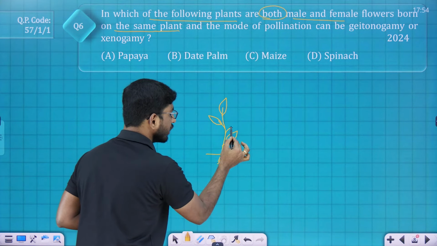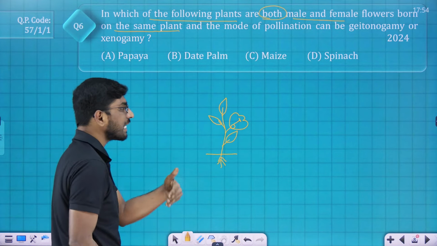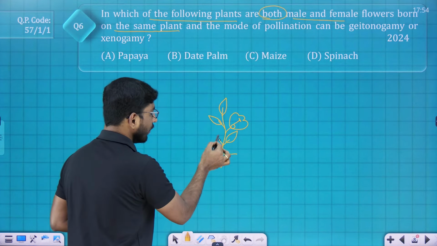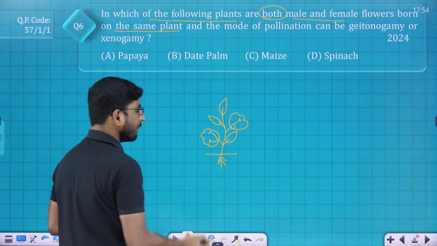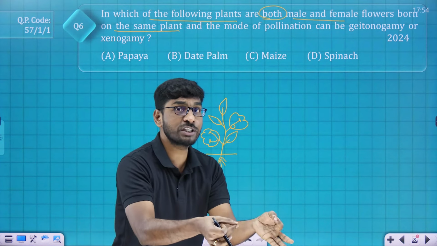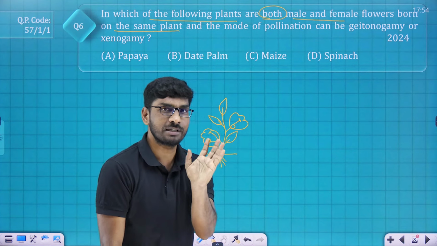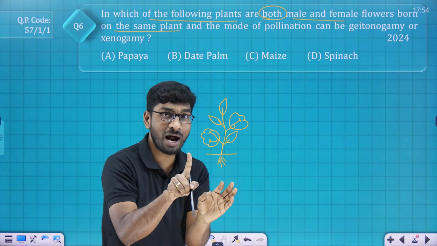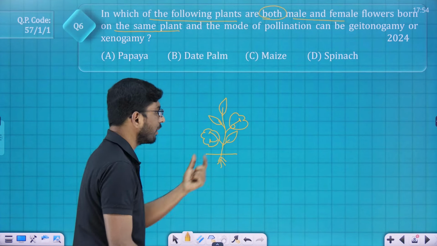Let me draw one flower. This is one flower. Here it is a female flower, I'm writing it is a pistillate flower, and here I'm taking one more flower. It is called a staminate flower, a male flower. Flower is unisexual, but plant is monoecious. That means plant is bisexual, but flowers are unisexual.